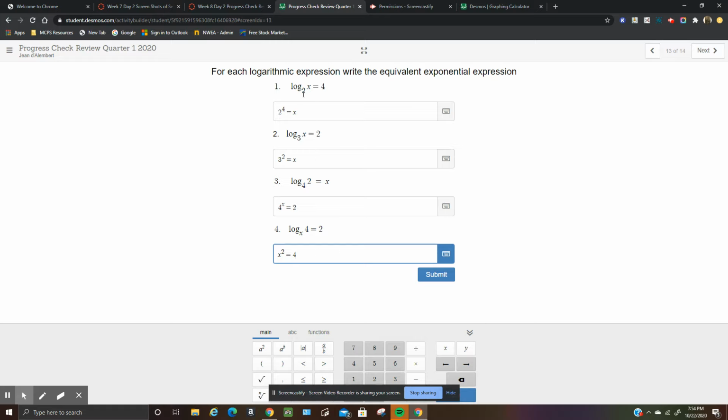So base, exponent, number, we usually say base, exponent, number. If I solve these, this would be 16, 9, 4 to the 1/2 power, or the square root of 4 is 2. And this one would be a 2. 2 squared is 4.